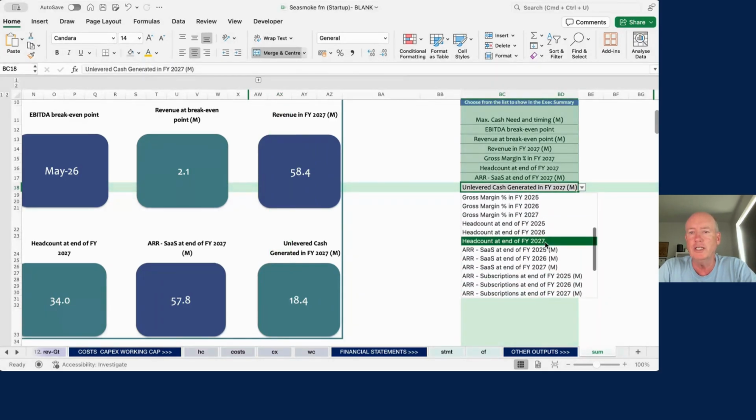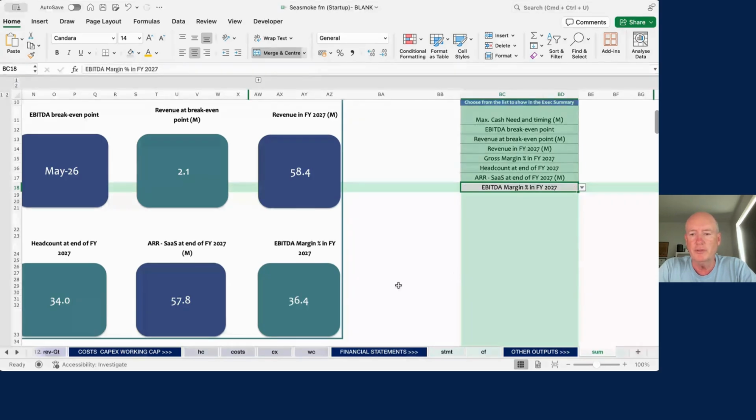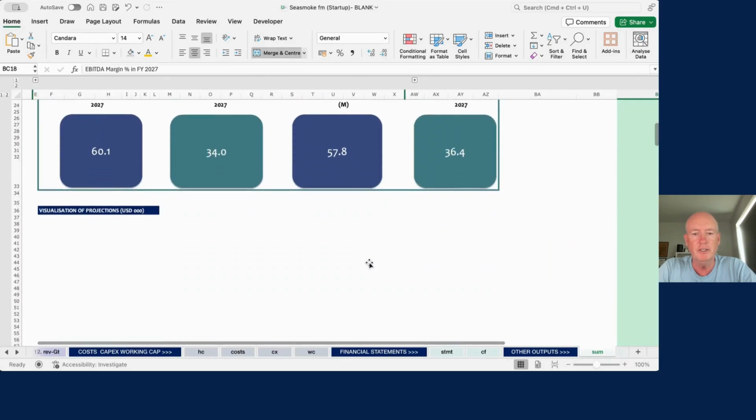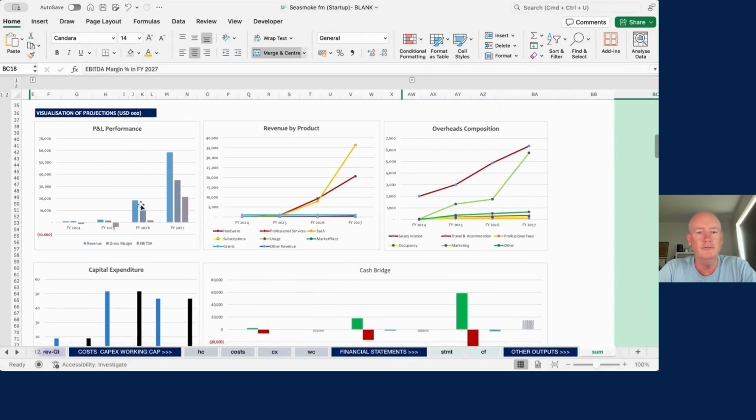You can choose any of these, and let's just change the last one, just something else. It doesn't really matter what it is. EBITDA margin over here. There you go. It's 36.4% in fiscal 27. When we go down here, we can just visualize the projections, P&L performance here. You can see loss making here and then start to make a profit.